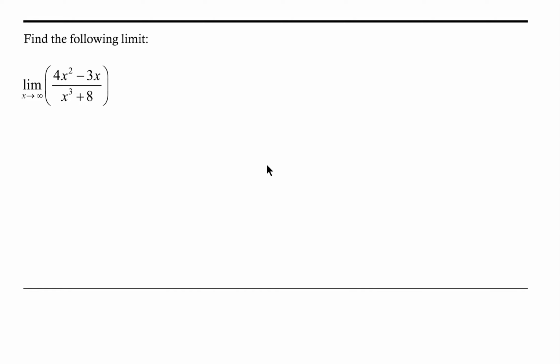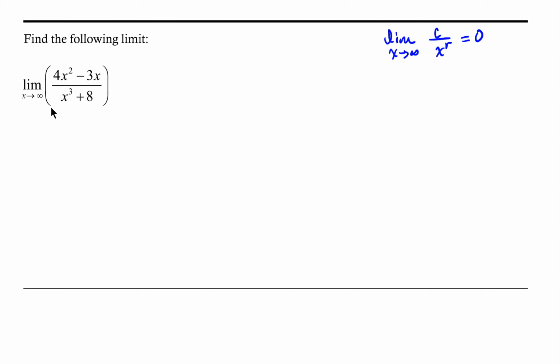Now let's look at the limit as x approaches infinity of the quantity 4x squared minus 3x over x cubed plus 8. So again, this is not in a form that's necessarily friendly for applying what we know about the limit as x approaches infinity of c over x to the r, when r is a rational number and c is any constant. We know that that's equal to 0. So we're going to apply this same strategy we did in the previous example.